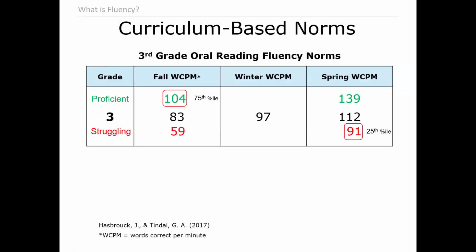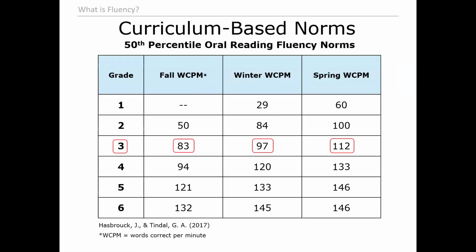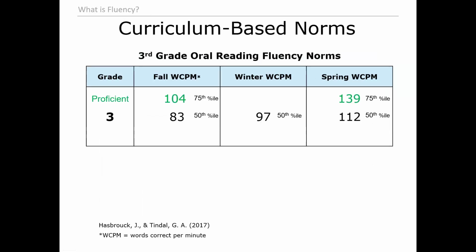Now let me back up and we'll focus in on 3rd grade. The scores go up. These are just the scores from the 50th percentile, which is our target for our students that are reading below grade level. And so we look at these scores and we say, oh, that's good. They go up. But if we look at the proficient readers that are in the 75th percentile, and then we look at the struggling readers that may be as low as the 25th percentile, we see a stark difference in their oral reading fluency norms.